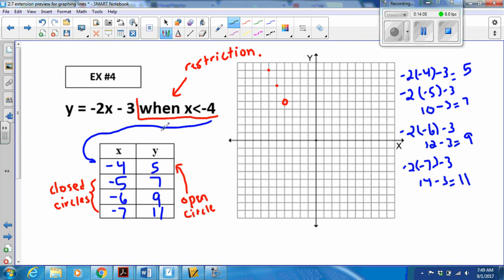Now remember, we always start from our first point we plotted, which in this case is the open circle. So we go from here and we connect the rest of the points. Okay? And then you draw your arrow. Make sure you are making what is called a ray. So you have a starting point, and then you connect the rest of the lines and make an arrow, because it does go on forever.